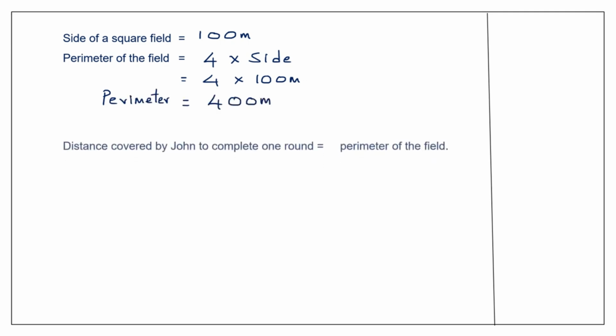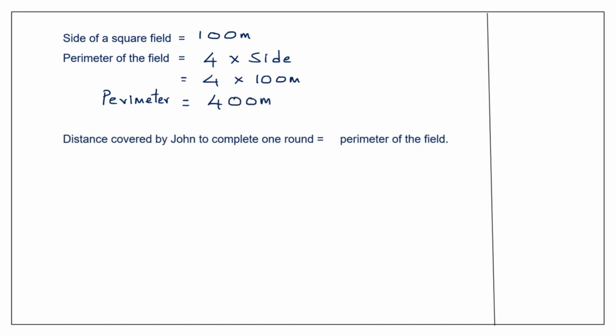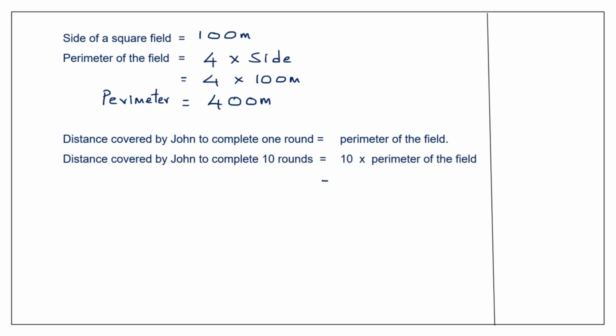Now, the distance covered by John to complete one round will be the perimeter of the field. Now, John has taken 10 rounds, so that will be 10 into perimeter of the field, which is 10 into 400 meters. So this is easy to multiply. Let's multiply only the numbers here. 1 4 is 4. Now we'll add all the zeros. 1, 2, 3. 3 zeros. So that makes it 4,000 meters.